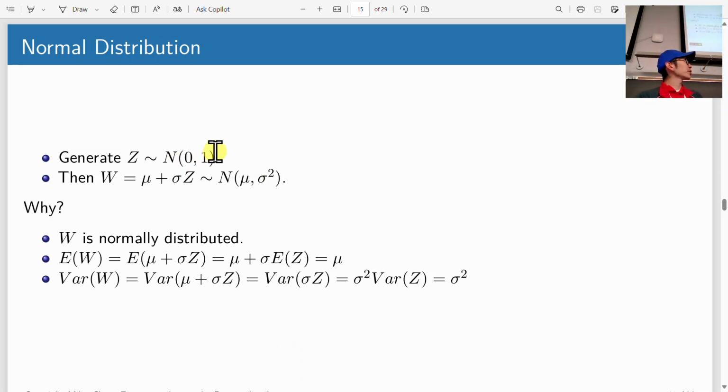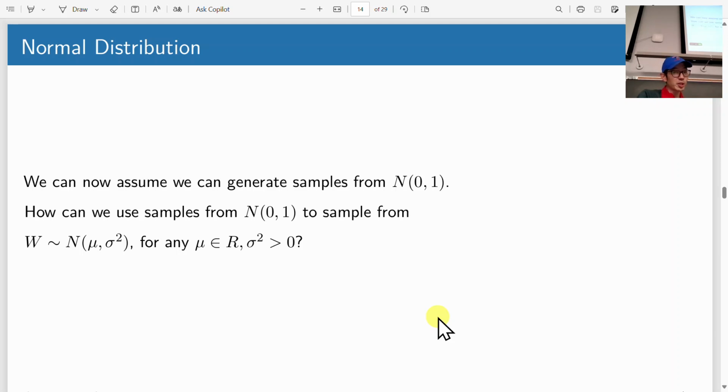So if you want to go from standard normal with a mean of 0 to a normal distribution with a mean of mu, you just add mu. And whatever your z is, if you want a standard deviation of sigma, or variance sigma squared, you just multiply that z by sigma. If you generate w as sigma times z plus mu, the resulting random variable w will also be normally distributed, with a mean of mu and a variance of sigma squared. So going from standard normal to arbitrary normal is very simple.